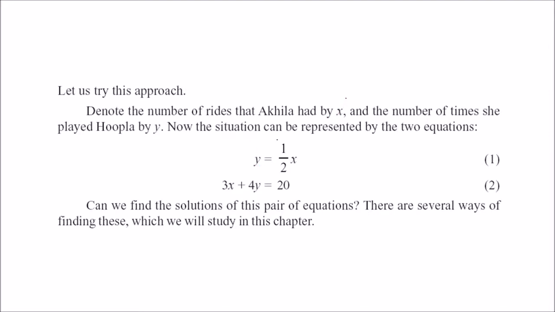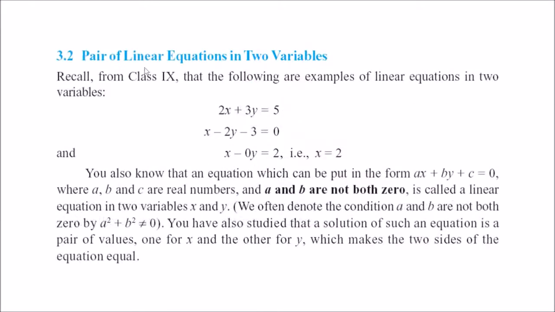As I said, if we denote the rides by x, then of course the hoopla will be x by 2, because it is half of this. And you know that 3x means 3 times the wheel, plus 4 times the hoopla, is equal to 20. Can you find out the solution to this pair? Actually the solution is the solution to Akhila's problem. So the pair of linear equations in two variables is like this. You have an equation like this. So this is x, this is y.